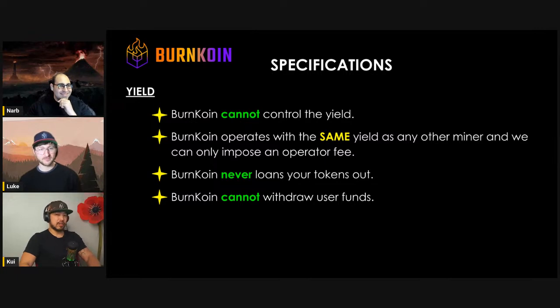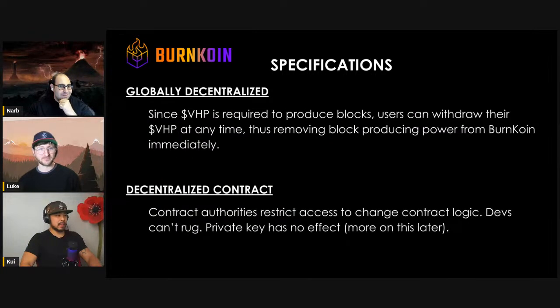We've got a slide on security. We'll touch base on that one again in a bit. Some other stuff, globally decentralized. Again, Luke said users can pull out their VHP, and we as a node need VHP to produce blocks. So you as a user, if you don't want us to produce blocks for you, you pull your VHP, and it instantly reduces our ability to produce blocks. That's what we mean by globally decentralized.